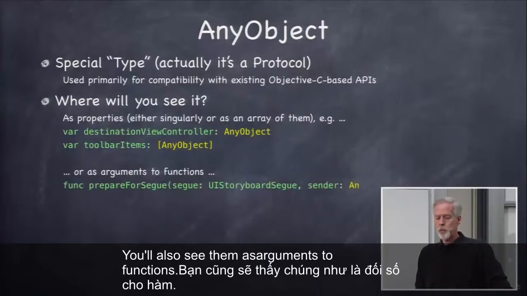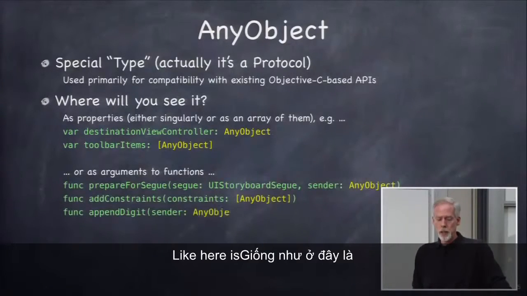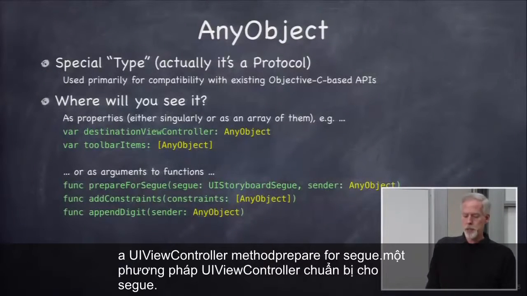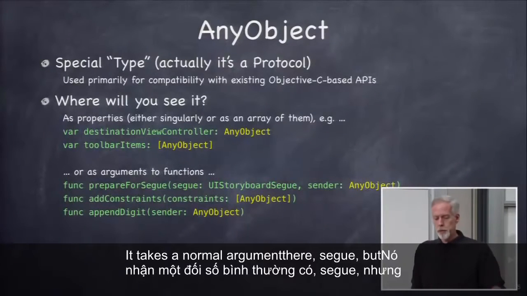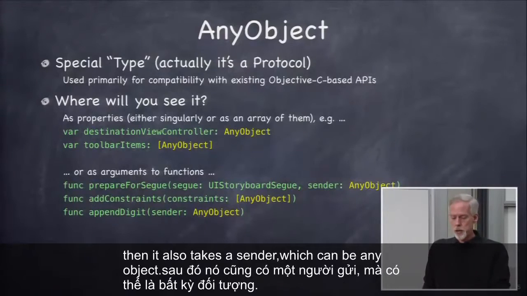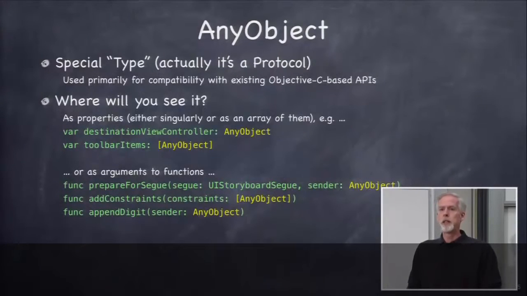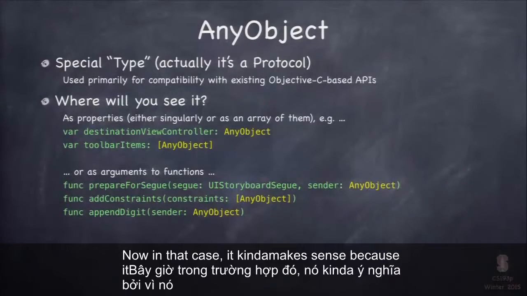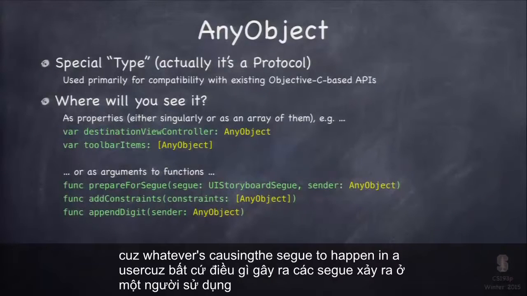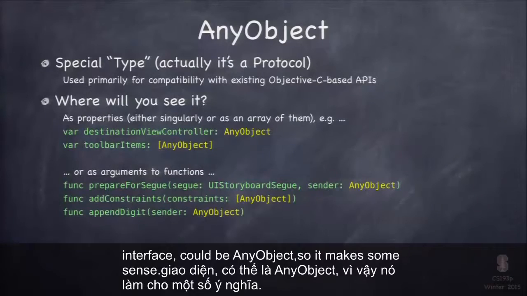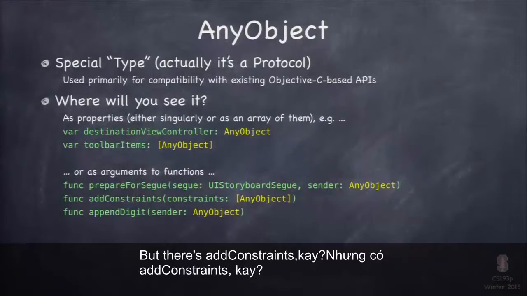You'll also see them as arguments to functions. Like here's a UIViewController method prepareForSegue. It takes a normal argument there, segue, but then it also takes a sender, which can be AnyObject. Now in that case, it kind of makes sense because it really could be any object in that case, because whatever's causing the segue to happen in your user interface could be any object, so it would make some sense.